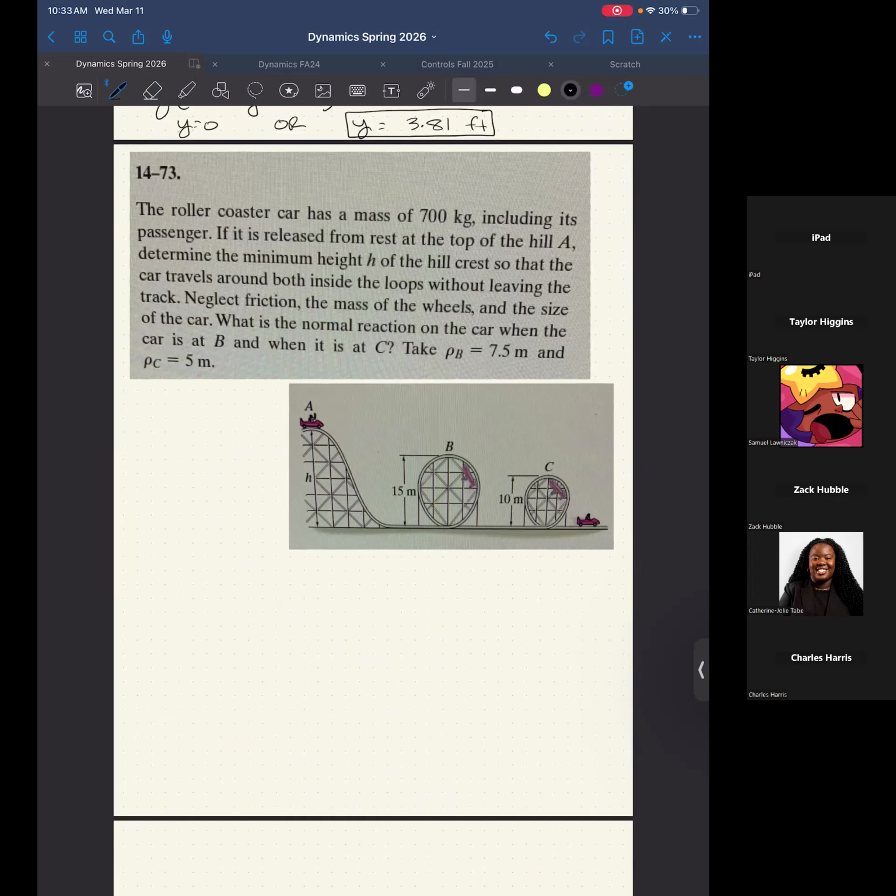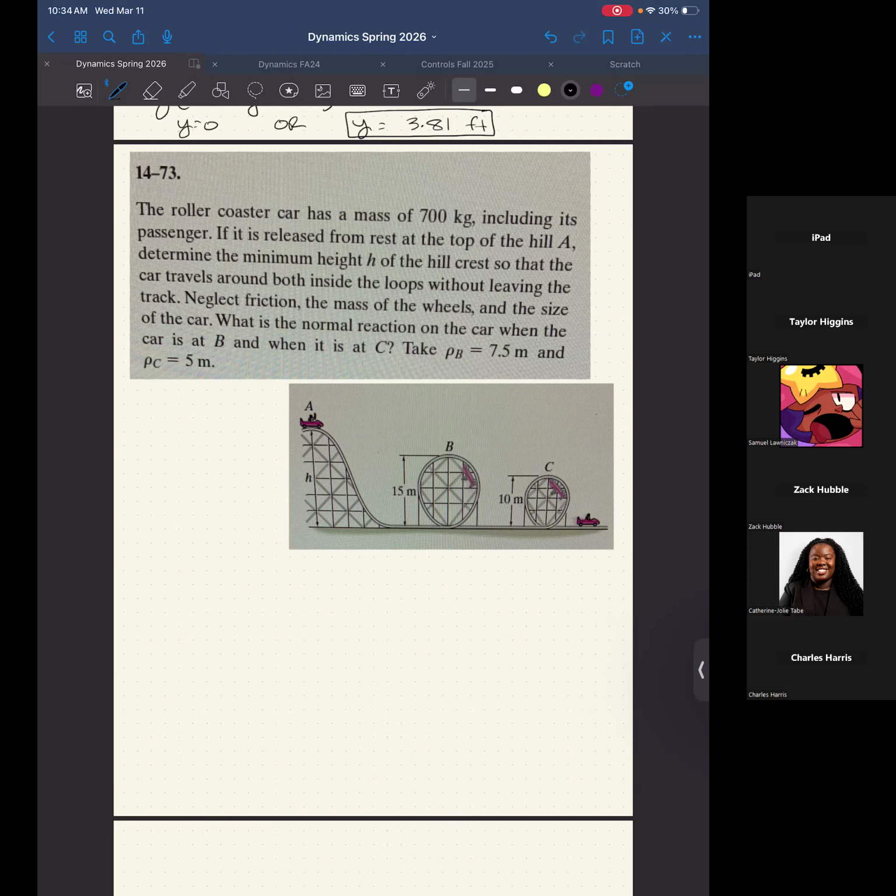All right, the roller coaster car has a mass of 700 kilograms, including its passenger. If it is released from rest at the top of the hill A, determine the minimum height h of the hill crest so that the car travels around both inside the loops without leaving the track. Neglect friction, the mass of the wheels, and the size of the car, essentially just saying no friction and you can treat it as a particle. What is the normal reaction on the car when the car is at B and when it is at C?